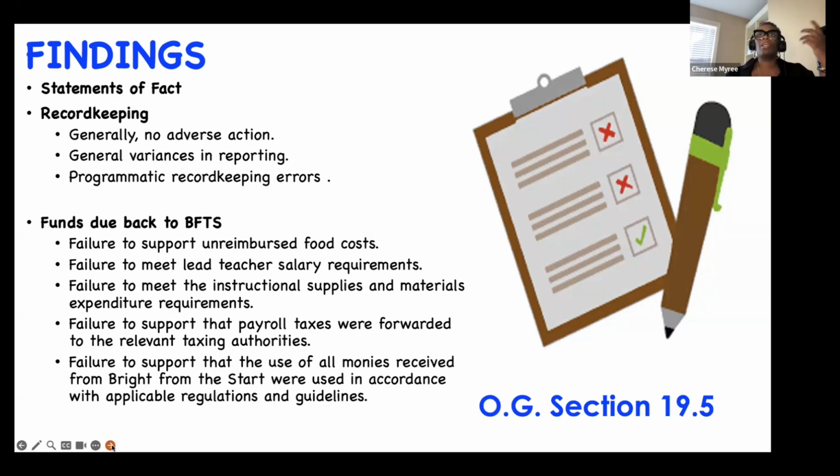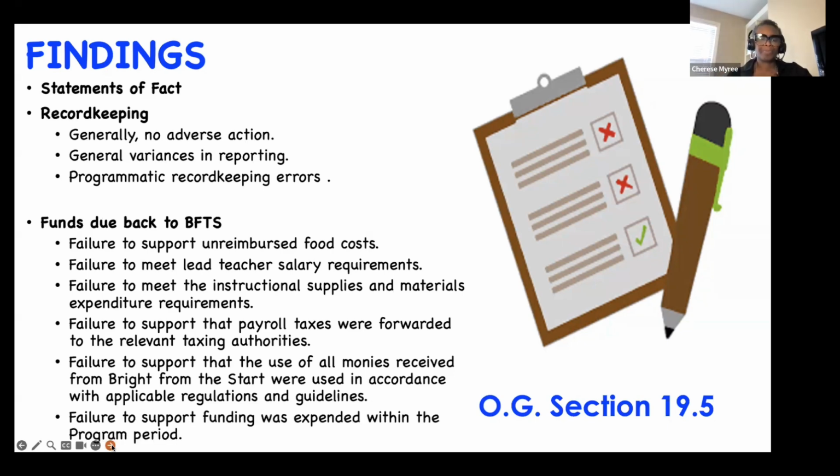Because if you receive $10,000 as your total funding and you're reporting $10,000 in expenses, but you can literally only support $9,500, then $500 will be due back to Bright from the start. They're not looking to recoup funding. They're trying to make sure that you're successful in having all the tools and resources necessary to properly and completely report how purchases were made and how the funding was used.